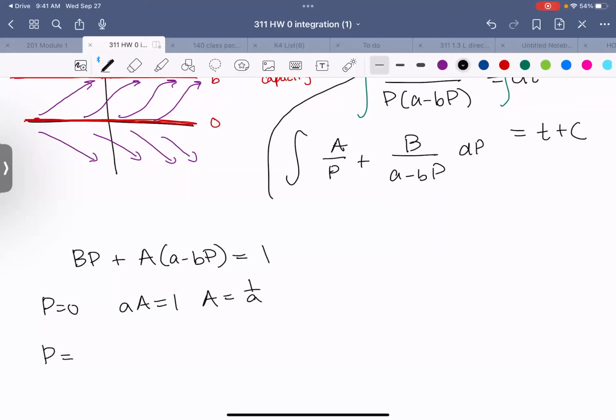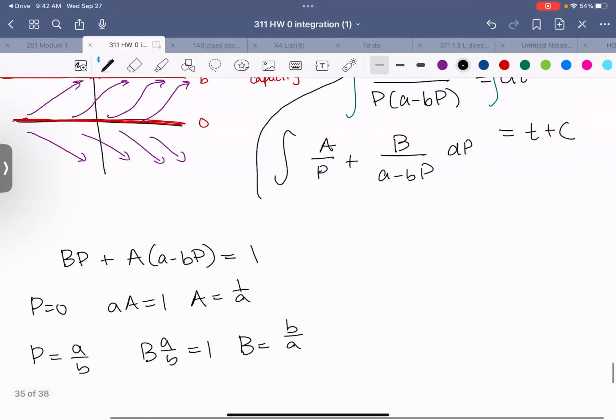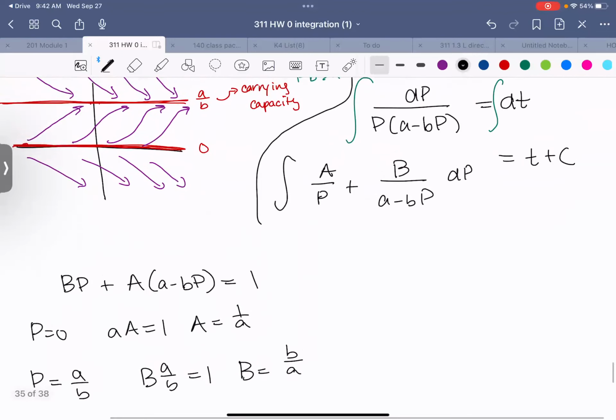When you let p equal a over b, then the coefficients of capital A will go away. And this will be b times a over b equals 1. So multiply by the reciprocal. That tells you that capital B is little b over little a. And then you're plugging those back in for your capital A, capital B, and integrating.